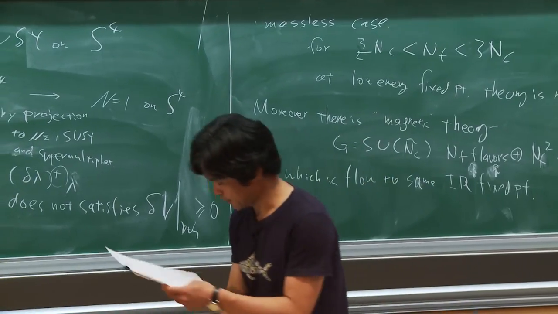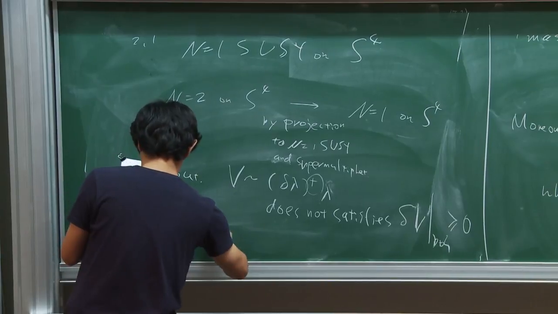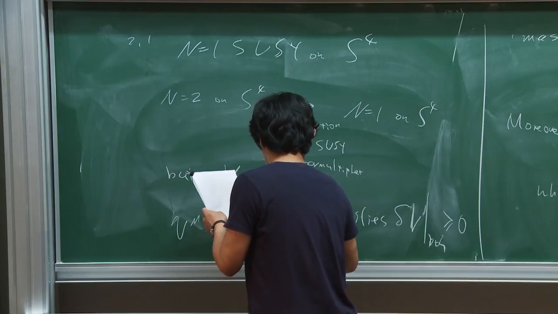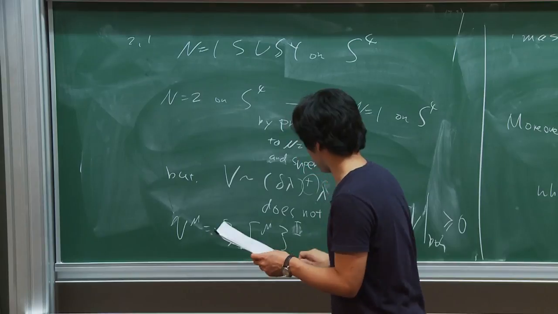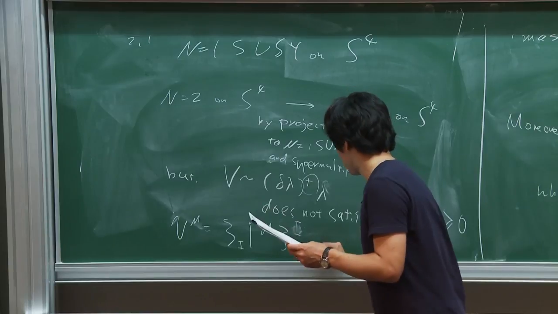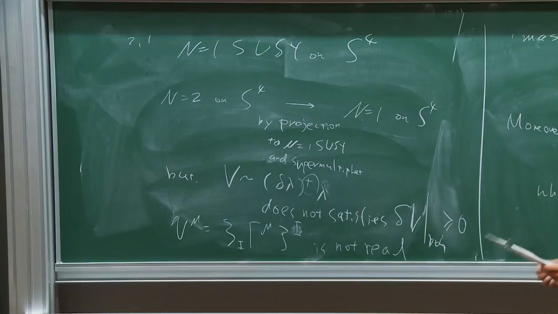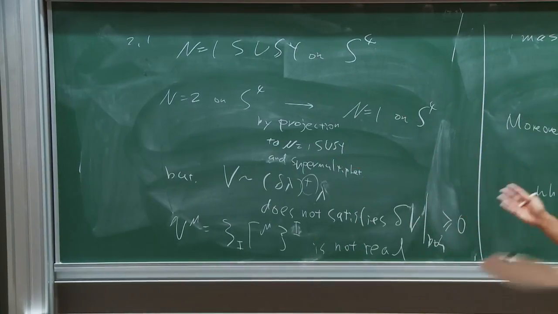But in this case, what is the Killing vector, or generalized Killing vector? This is given by this. This is a Killing spinor or generalized Killing spinor, and this is a Killing vector. This is not real. This includes something like a spinor index or so.